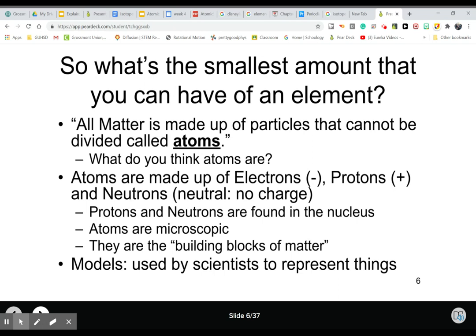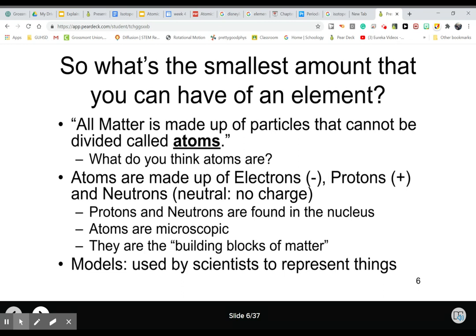So looking at atoms, atoms are the smallest part of matter. If you were to take some aluminum foil and tear it, imagine I'm standing in front of you with a piece of aluminum foil and I tear it in half. I still have aluminum. I tear it in half again. I still have aluminum.